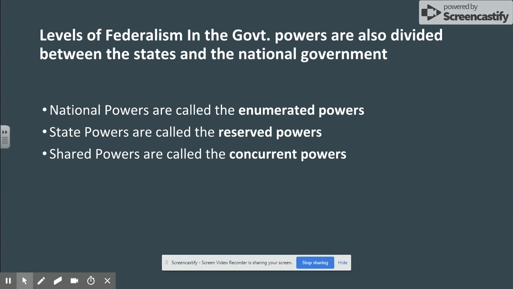Okay, so there are three different levels in the government, three different types of federalism. The national powers are called the enumerated powers. The things that the national government can do are called enumerated. The things that the state can do by themselves are called the reserved powers. They're saved for the states, just like how a table at a restaurant might be reserved for somebody who calls ahead. Lastly, the shared powers are called the concurrent powers. That means they happen at the same time. The state can do it, but the national government can do it as well.